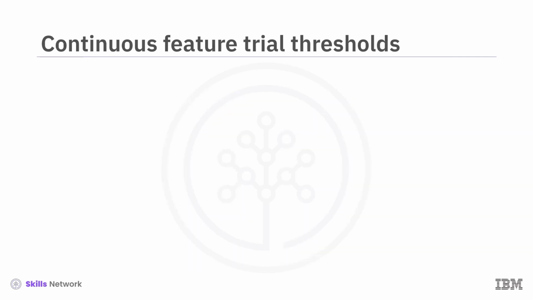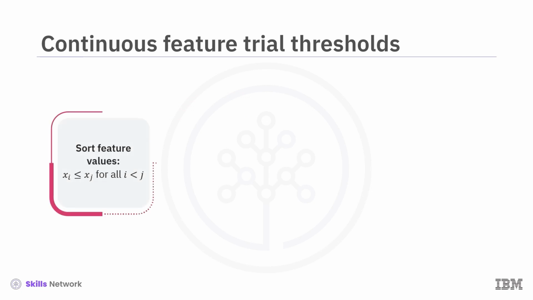How can you choose a set of trial thresholds to split a continuous feature on? There are many ways. Here's one strategy.